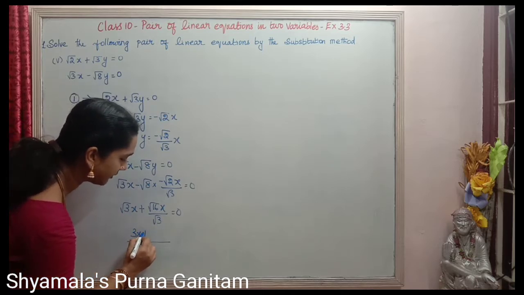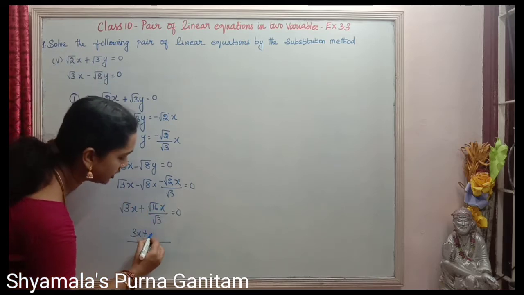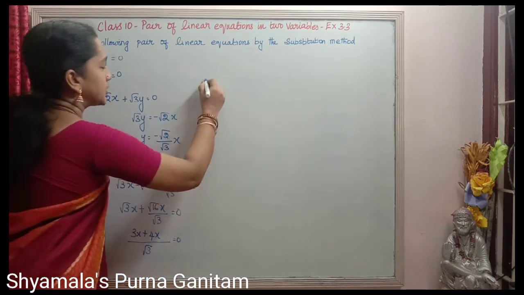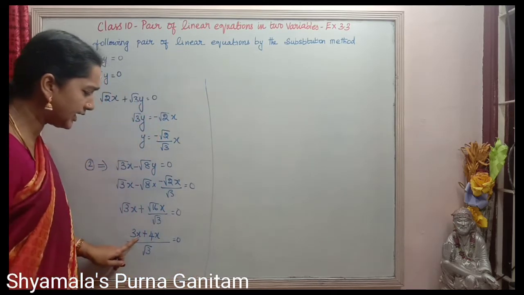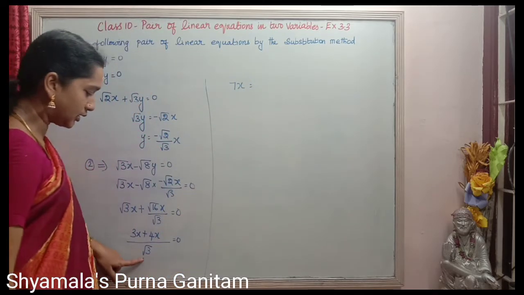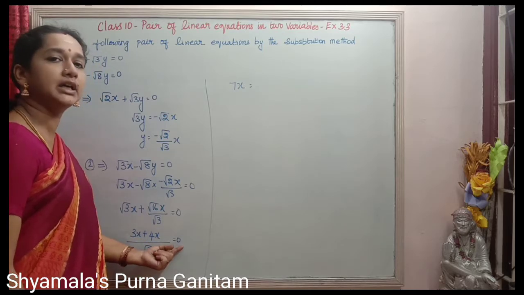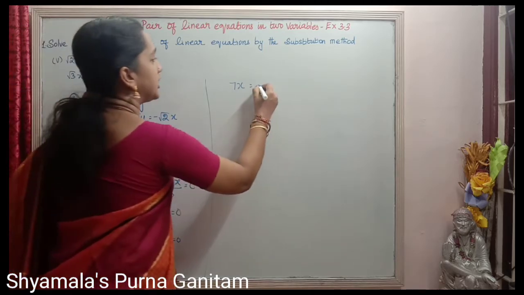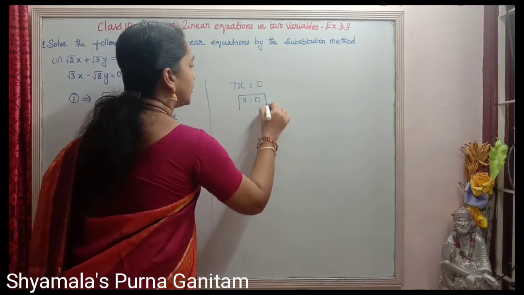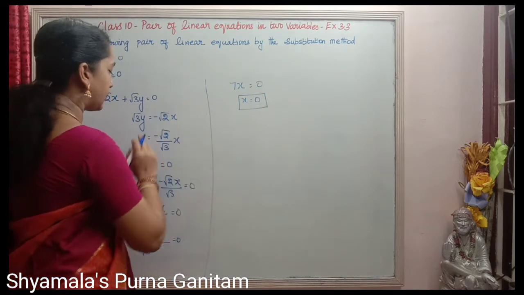So 3x I will get in the numerator plus root 16x. Root 16 is nothing but 4x. This is equal to 0. So after this, 3x plus 4x is equal to 7x. So 7x is equal to root 3 into 0, I have to cross multiply it with the RHS. So root 3 into 0 is 0, so my x value will become 0 here. So x is equal to 0.